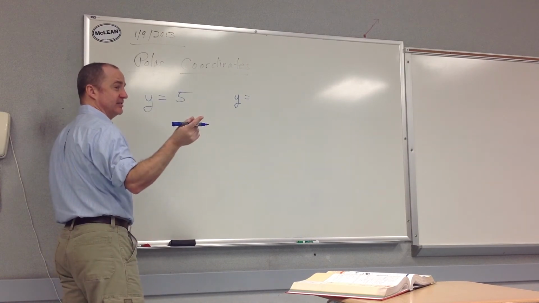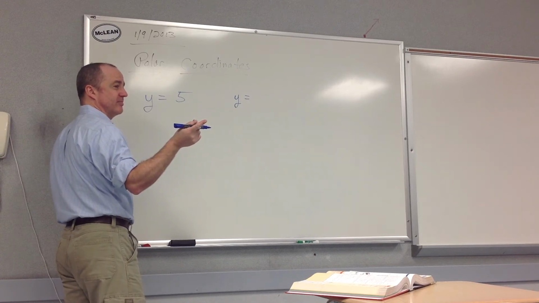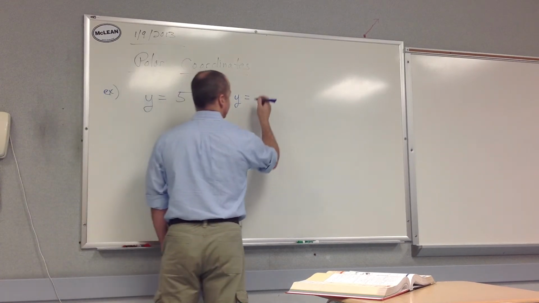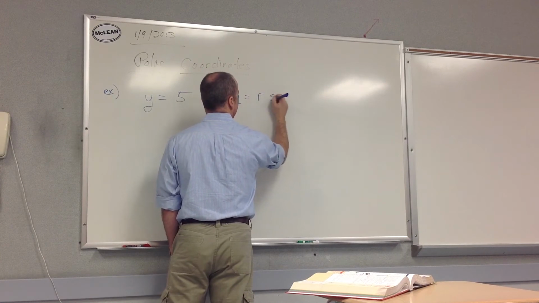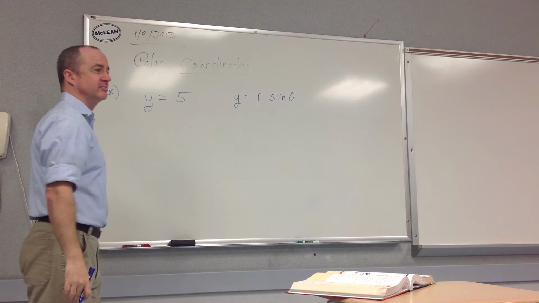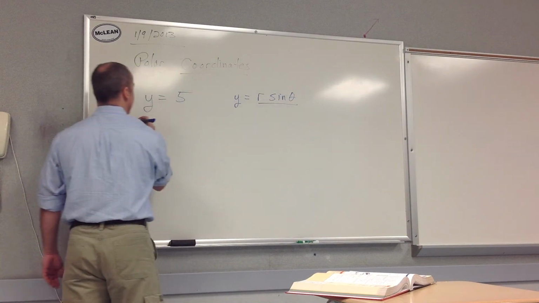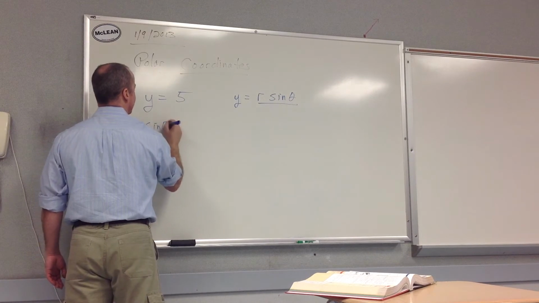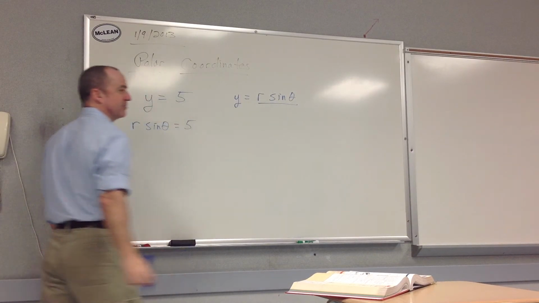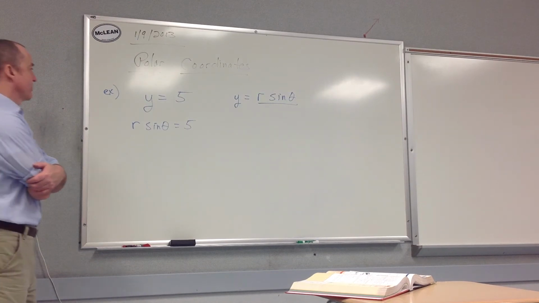Y lines up with sine, but you're leaving out something. It's the r. r sine theta. This is your y conversion formula, right? So anywhere you see a y, put in r sine theta. So this is r sine theta equals 5. At this point you have followed the directions. You have created a polar representation of this idea.